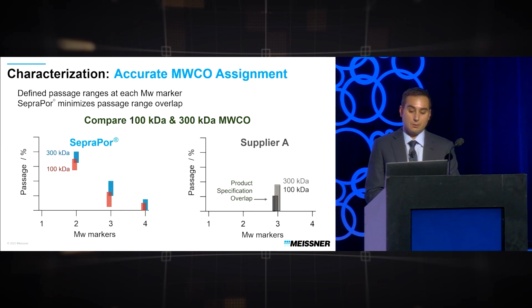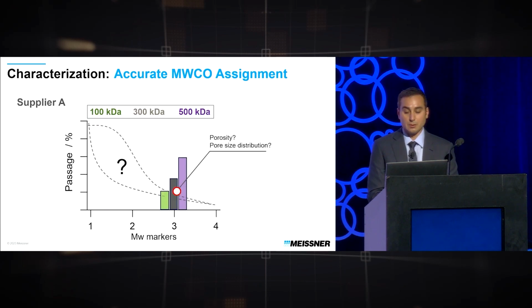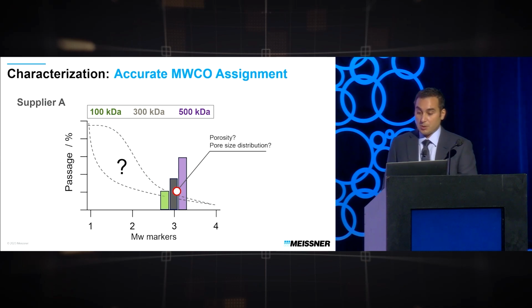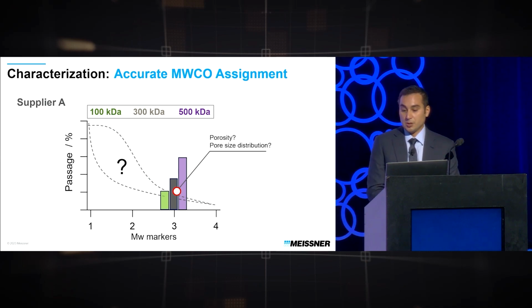Supplier A, however, has a 100 kilodalton range determined using the same molecular weight marker as the 300 kilodalton membrane, and there's significant overlap of the passage range. So you there have, to some extent, product specification overlap. So there's not only overlap between, let's say, 100 and 300, there's also overlap with a 500 kilodalton membrane, because supplier A uses the same molecular weight marker for all 3 membranes. So for some test values, such as the red circle, it'd be difficult to differentiate between these porosities.